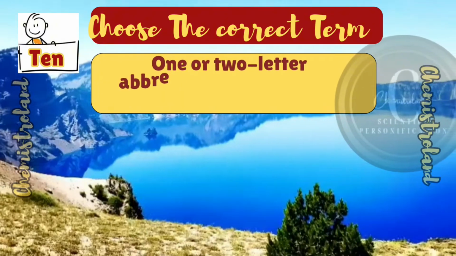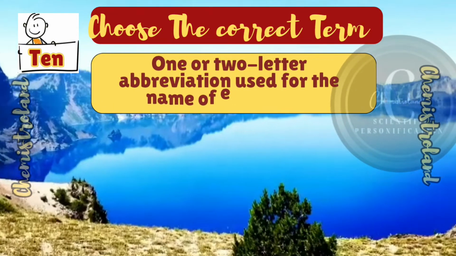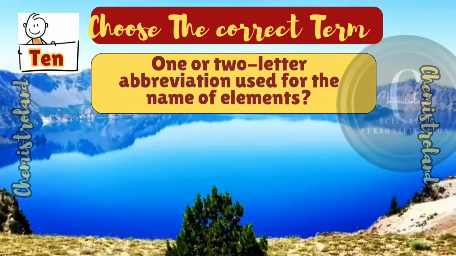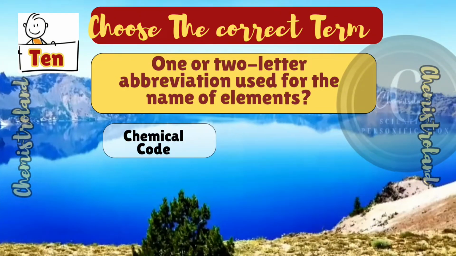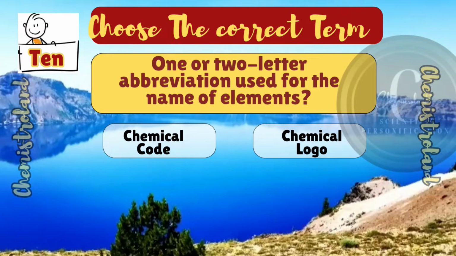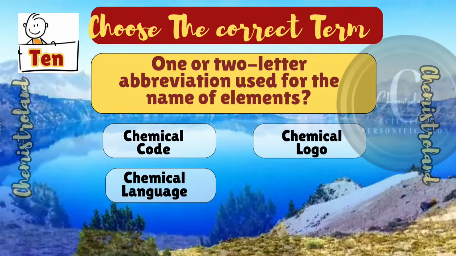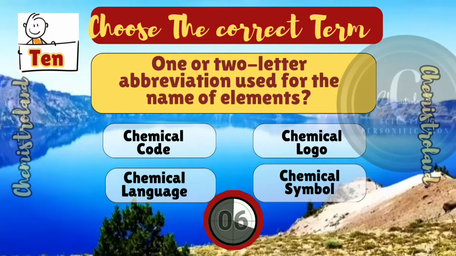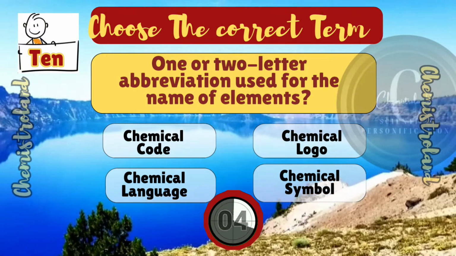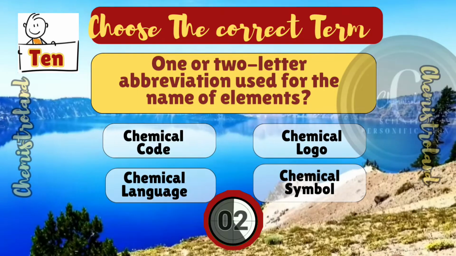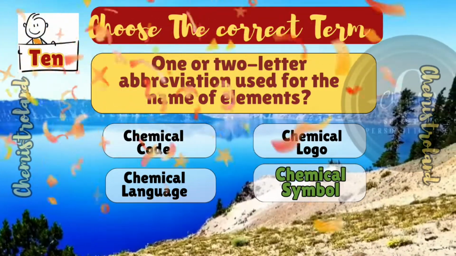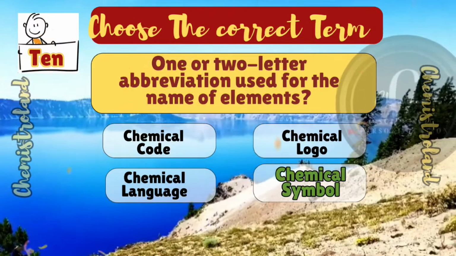Find scientific term for one or two letter abbreviation used for the name of elements. Options are chemical code, chemical logo, chemical language, and chemical symbol. Perfect answer, it's chemical symbol.